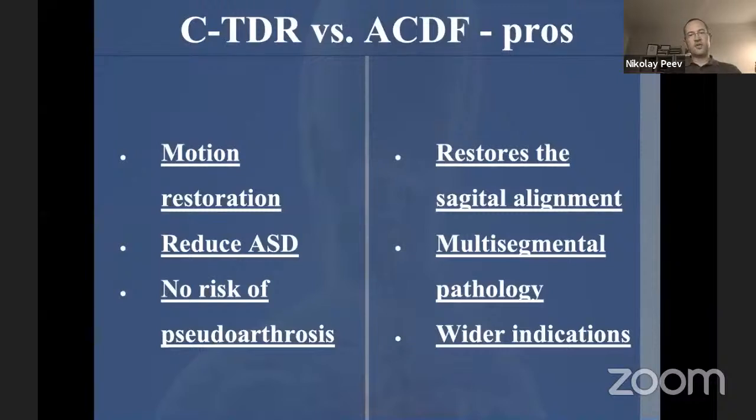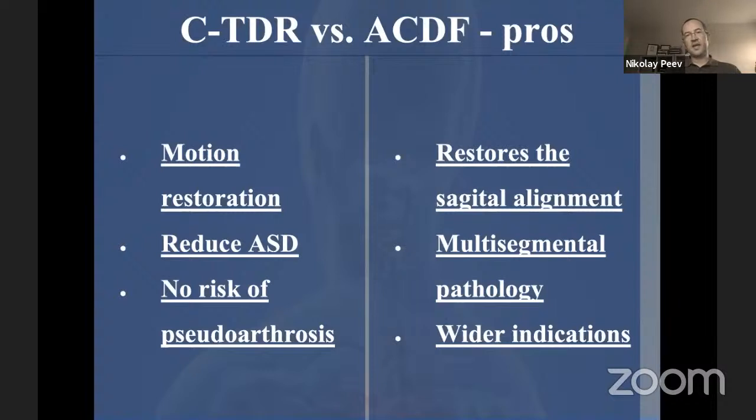So what are the pros and cons of disc replacement over ACDF? If we are talking about disc replacement, you have a motion restoration technique. You are reducing adjacent segment disease. There is a lot of literature. Now we have 5, 7, 8 year follow-ups of different devices, and we have good proof that this is happening. The adjacent segment disease is reduced. There is no risk of pseudoarthrosis.